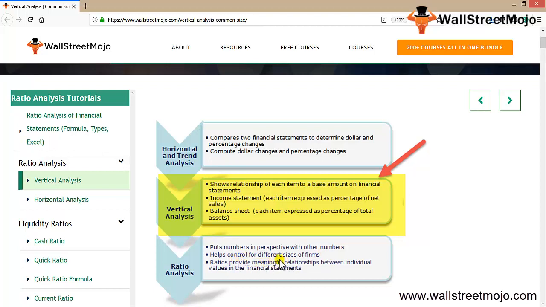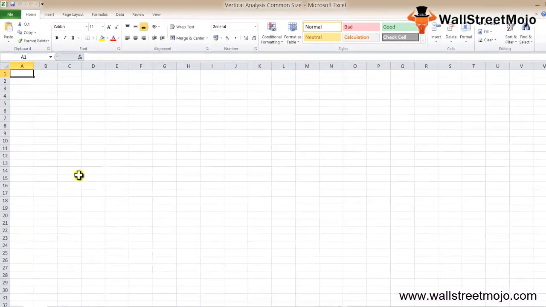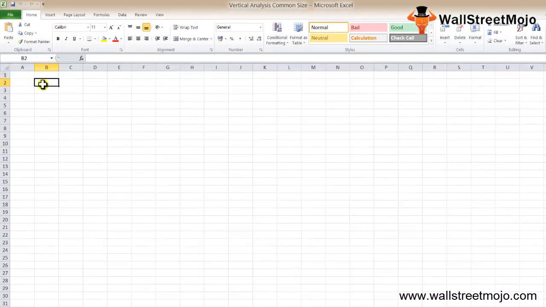And it helps to control the different sizes of the firm. Ratios provide a meaningful relationship between the individual values and the financial statement. So let's understand what is the vertical analysis, or commonly known as the common size. See, the financial statement analysis is done using three methods we just saw: horizontal, then vertical and ratio analysis, right? So in this tutorial we are going to discuss vertical analysis, or the common size statement, in detail.